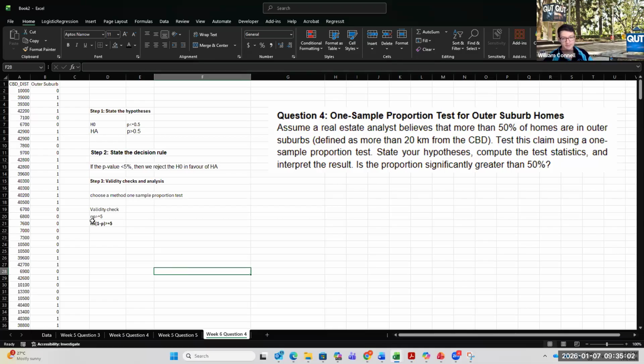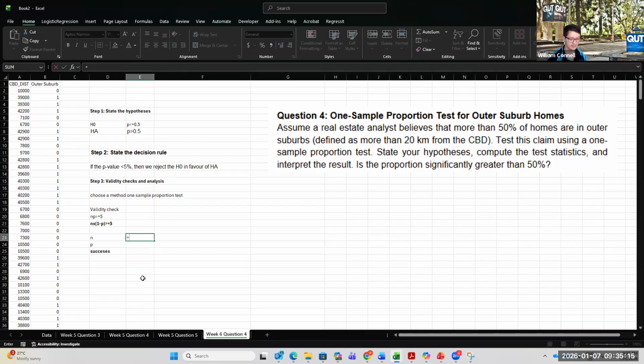So we need our sample size, which is n, and we're going to need our proportion. But in order to get our proportion, we're going to need the number of successes. Okay. So sample size is quite straightforward. We're going to use the count formula.